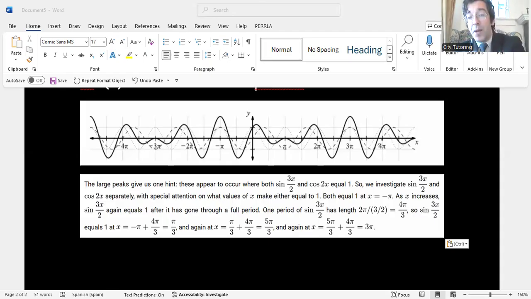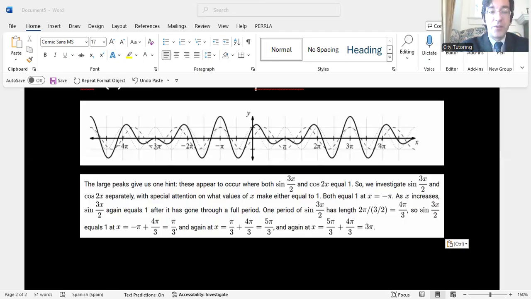Well, 3 pi plus 4 pi is 7 pi. And as x is increasing by 4 pi, the sine of 3x over 2 goes through exactly 3 full periods, and the cosine of 2x goes through exactly 4 full periods. So if you increase x by 4 pi, both the sine of 3x over 2 and the cosine of 2x are unchanged, right? So we have a periodic function, right?